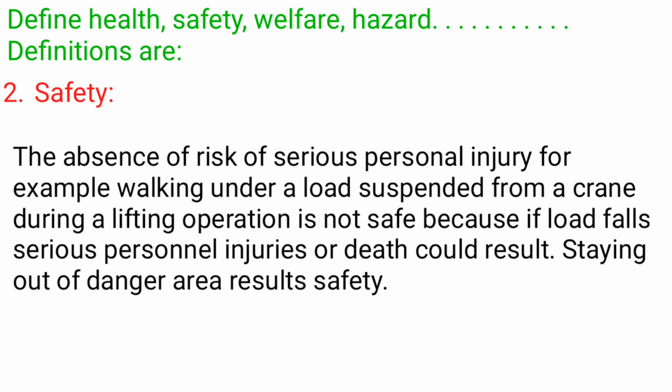2. Safety. The absence of risk of serious personal injury. For example, walking under a load suspended from a crane during a lifting operation is not safe because if the load falls, serious personal injuries or death could result. Staying out of the danger area results in safety.